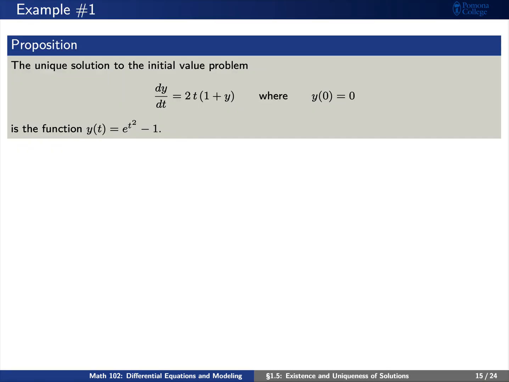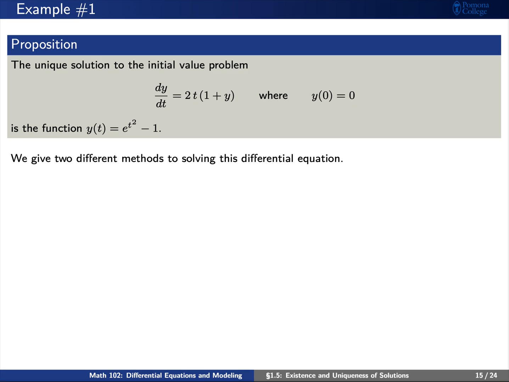First, let's give an example illustrating some of the ideas we just worked out. We claim that the unique solution to the following initial value problem, dy dt equals 2t times 1 plus y, where y of 0 equals 0, is the function y of t equals e to the t squared minus 1. We're going to give two different methods on how to solve this differential equation.